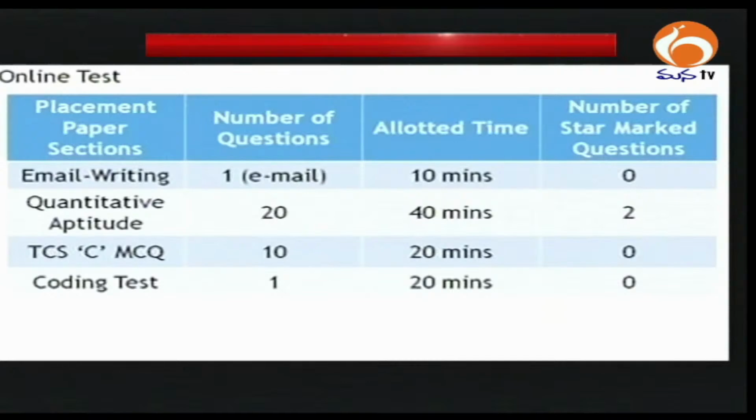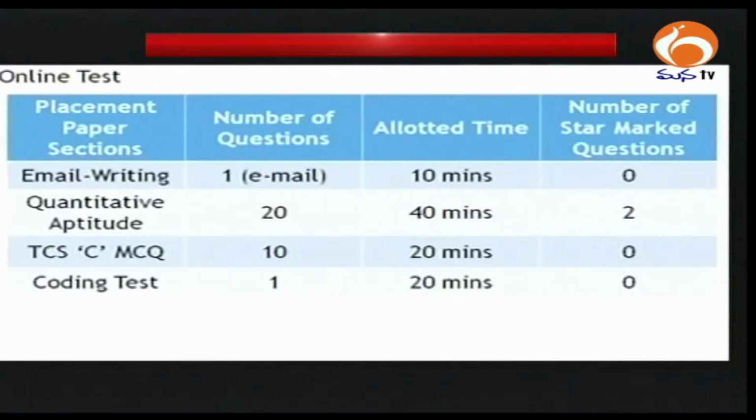Then you have TCS C MCQ, multiple choice questions, on the C programming language. You will have 10 questions to answer in 20 minutes. Again, you have 2 minutes per answer. You need to pick the right option. Then you have a coding test, which is one program that you need to write depending on what the question is, and the time allotted here is 20 minutes.